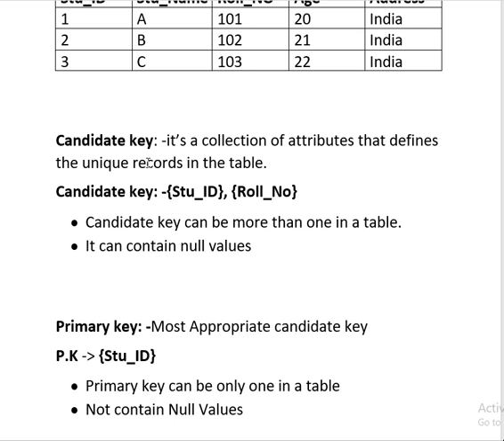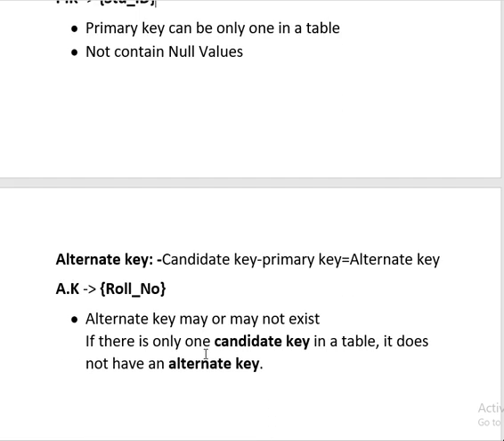So this is the difference between candidate key and primary key. A candidate key can be more than one in a table, but the primary key will be only one in a table. And a candidate key can contain null values, but the primary key will not contain any null values. So that was the difference between candidate key and primary key.